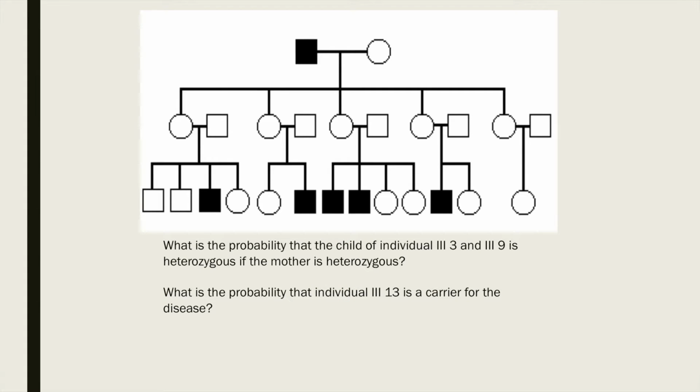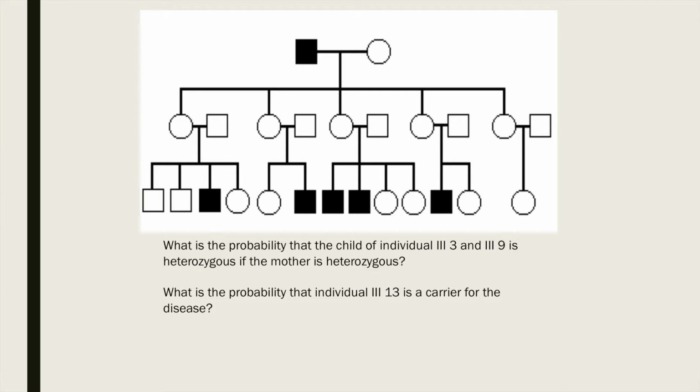The next question asks, what is the probability that the child of individual 3-3 and 3-9 is heterozygous if the mother is heterozygous? So first here, it's a question within a question. Because it says that the child is heterozygous, we know that they have to be a female because they have 2 copies of the X chromosome. So they'll need to get 1 good copy from mom and 1 bad copy from dad.